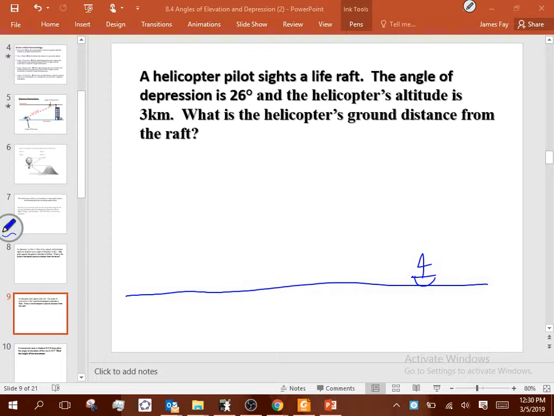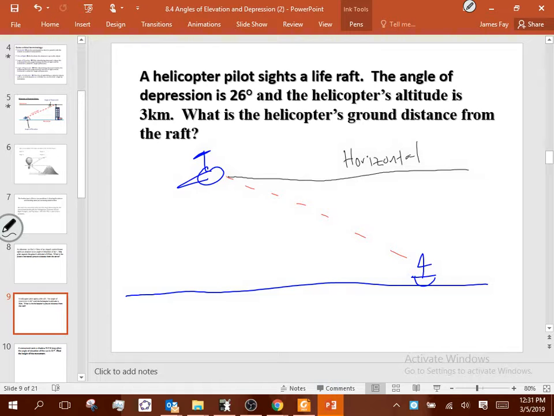Okay, we've got our helicopter. What? You don't think that looks good? All right. So the line of sight to my life raft would be that distance right there, correct? What is that line right there called? Horizontal.